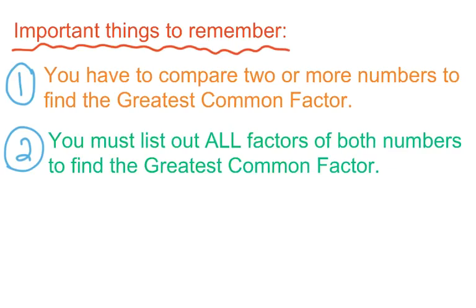So just to review a few important things to remember. Number 1, you have to compare 2 or more numbers to find the greatest common factor of 2 or more numbers. And then second thing, you must list out all the factors. So use your nines method to list out all the factors of both numbers in order to find the greatest common factor between those 2 or more numbers.